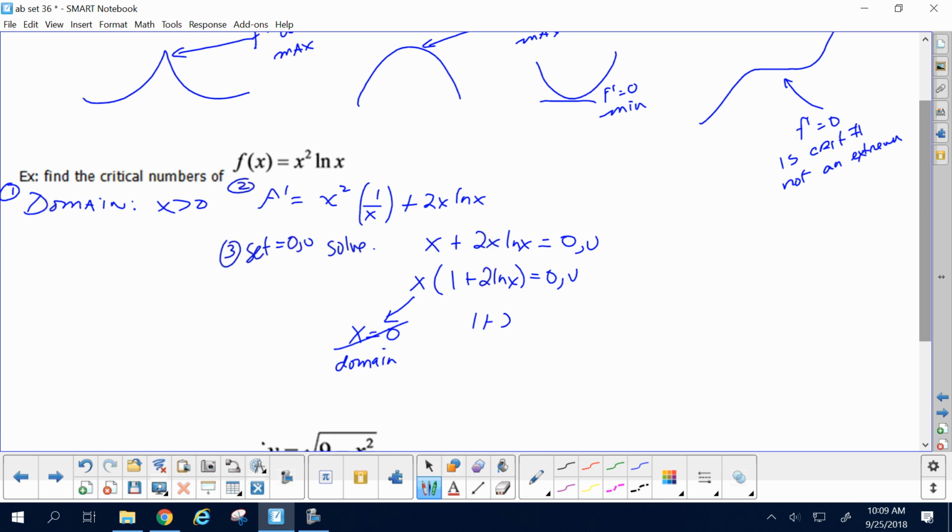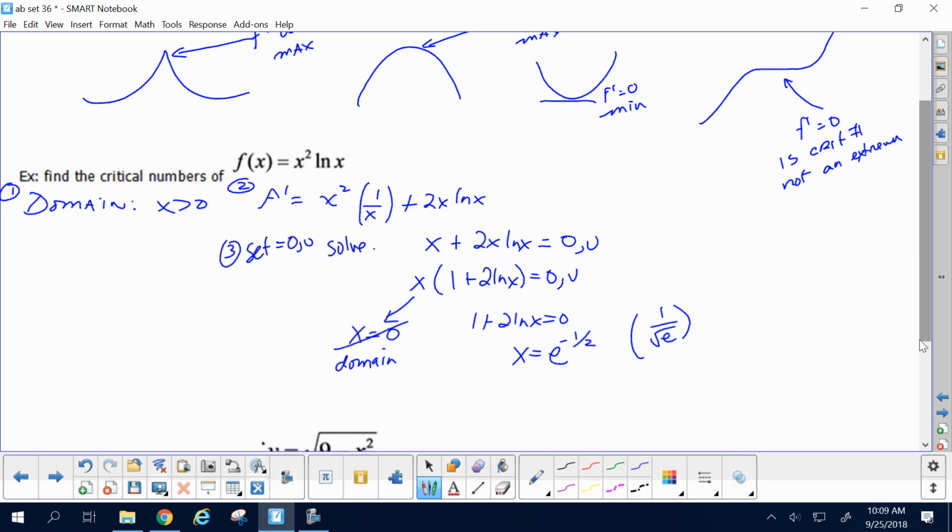What about 1 plus 2 natural log of x equals 0? If I solve that for x, what's the algebra I do? Subtract 1, divide by 2, then e it, or exponentiate it. So x is e to the, positive or negative 1 half? Negative 1 half. Is that a negative number or a positive number? Positive number. That's equivalent to 1 over the square root of e, yeah?